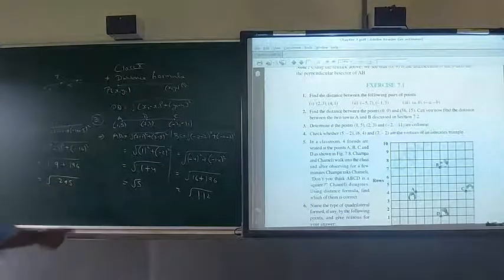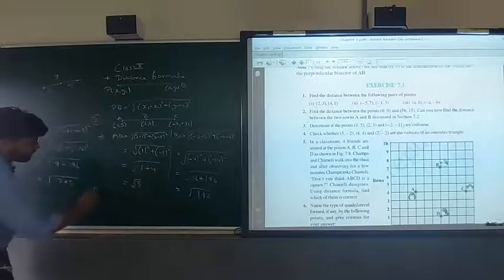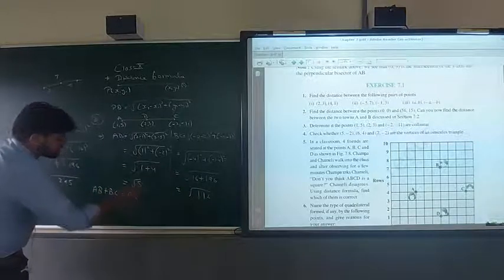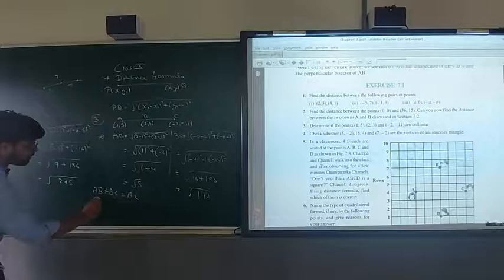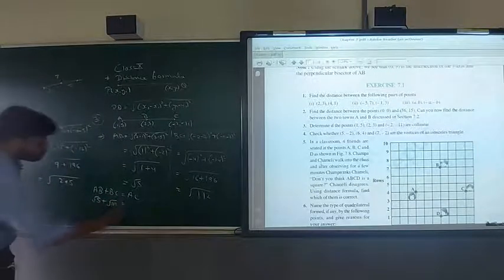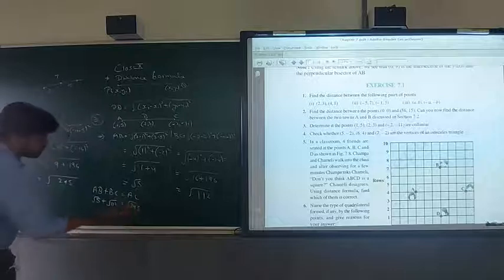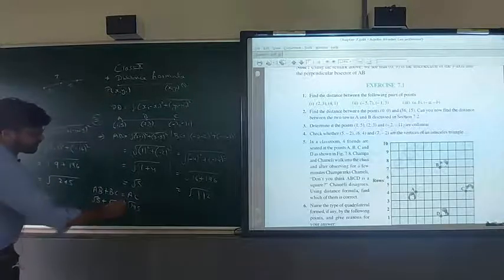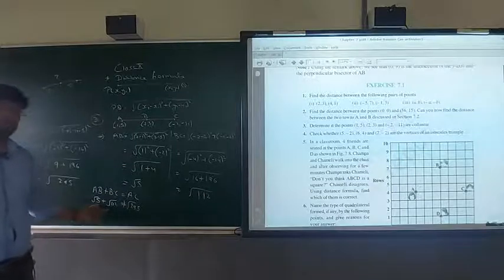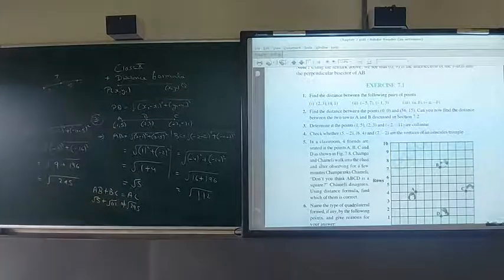If you see, I will write here that AB plus BC will equal AC. Just check it. AB is root 5 plus root 112 will equal root 295. What do you think? No, because we can't add these roots. Suppose if we do add them, then also the answer will not come to 295. So these are not collinear points.